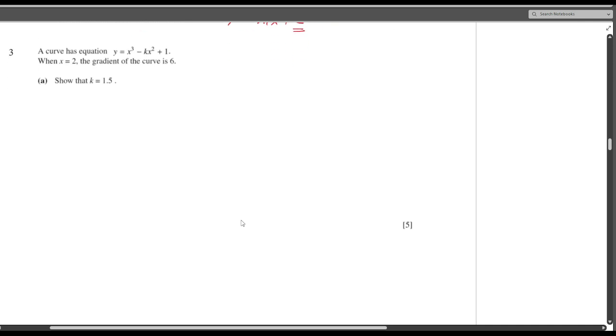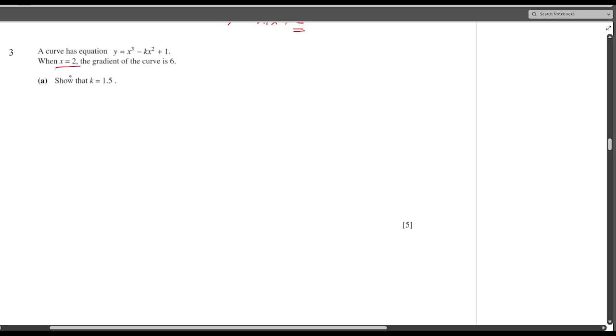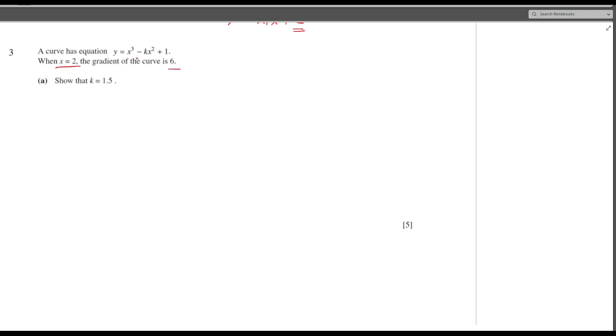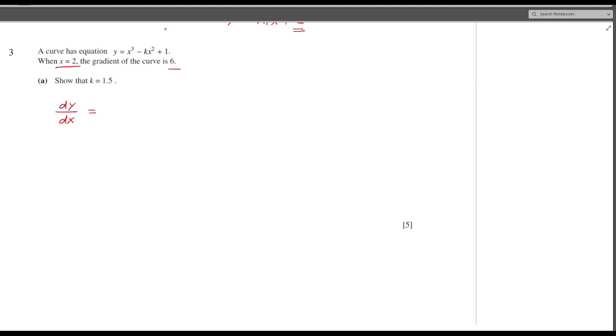A curve has equation y is equal to x cube minus kx square plus 1. When x is equal to 2, the gradient of the curve is 6. Now recall everyone, what is gradient? Gradient we find by using the derivative. So if I differentiate this y function with respect to x, I will get the gradient. Now the gradient at x, and the value of x they have given.